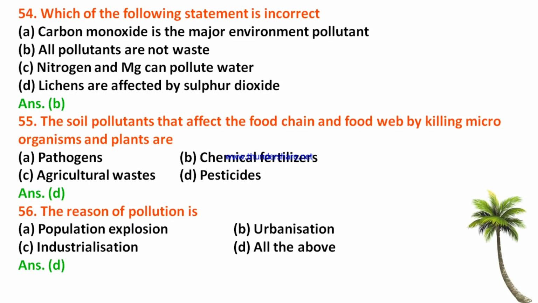Next, number 56. The reason of pollution is population explosion, urbanization, industrialization or all of the above. And the answer is very clear. The reason of pollution is all of the above. All population explosion or overpopulation, urbanization and industrialization are the main reason, main cause of pollution. So all of the above is the right answer.